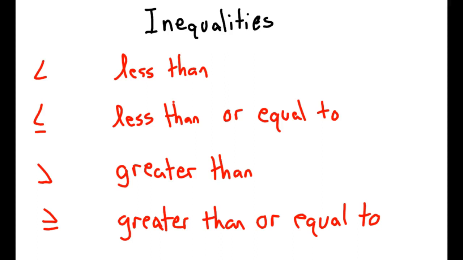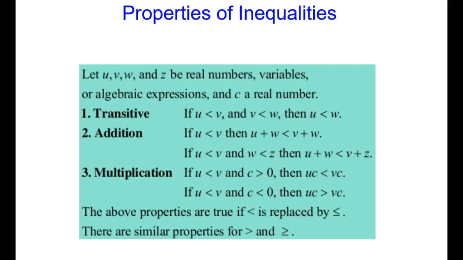Now we're going to move on from equations and move to inequalities. There are 4 types of inequalities. We have less than or equal to, greater than or equal to. There are 3 properties for inequalities we are going to discuss. The transitive property, very similar to what we talked about earlier.